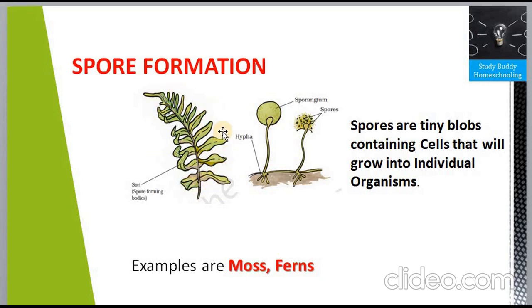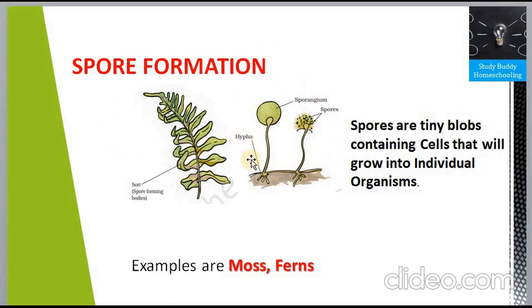So in the case of spore formation, here you can see the picture of a frond of a fern. It's a leaf of a fern, which is also known as frond. If you turn to the backside of the fern, you can see certain brown dots. These brown dots are known as sori. They contain a number of small cells known as spores. So when the right conditions come, these sori break out and release spores, and each one of these spores is capable of growing into a new plant.